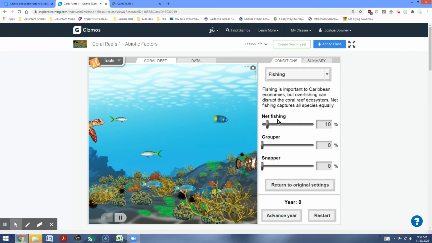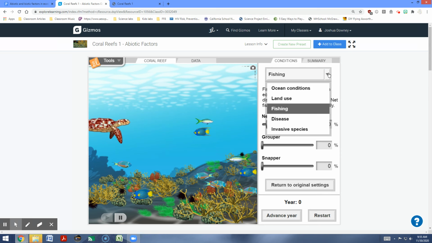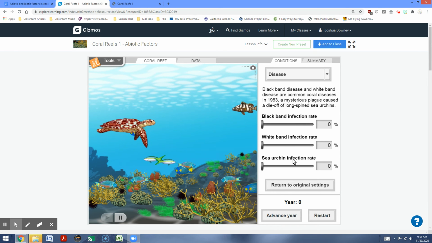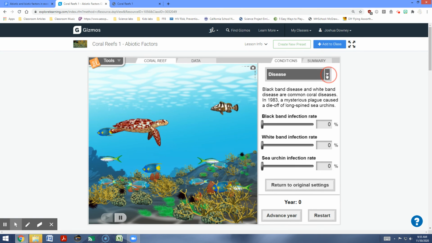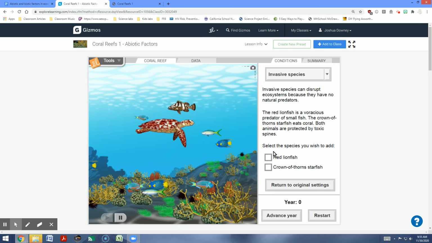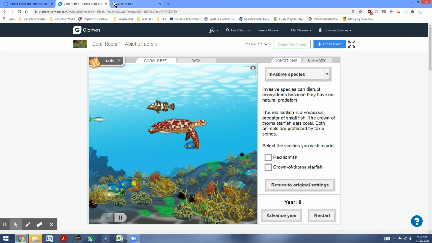You can look at fishing. You can test and see how more fishing or less fishing will affect it. You can check and see how different diseases will come in and affect the ecosystem. You can even look at doing another one with the lionfish if you so choose.